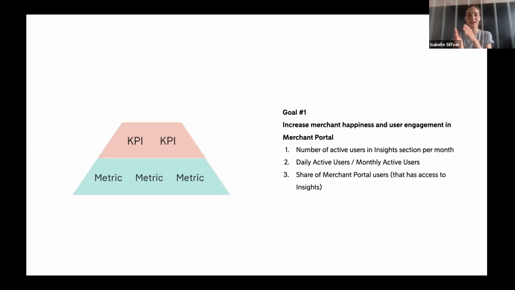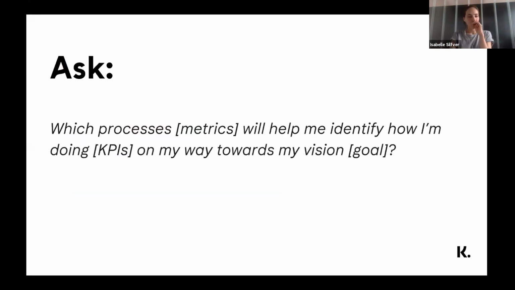So I looked more or less at these metrics one by one every month, without understanding how they related to each other. So what I asked after some time was, what kind of processes will help me identify how I am doing as we move towards the vision that we actually want with this product?